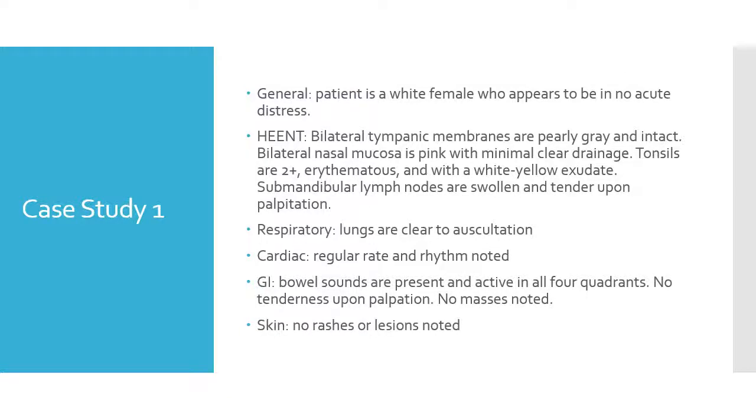Okay, so she's a white female who appears to be in no acute distress. Her tympanic membranes are pearly gray and intact. She has pink mucosa with clear drainage. Tonsils are 2+, erythematous, and with white to yellow exudate. Her submandibular lymph nodes are swollen and tender upon palpation. Lungs are clear. Heart rate is regular, and rhythm is regular. Bowel sounds are present and active. No mass is noted.